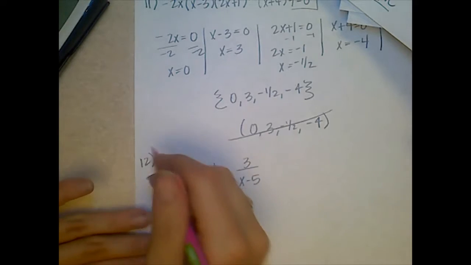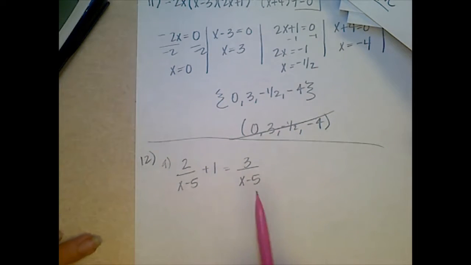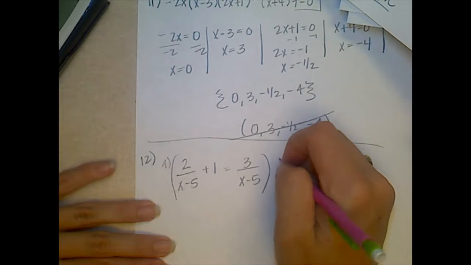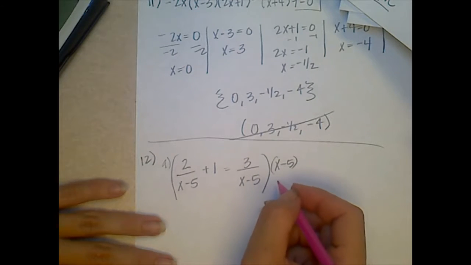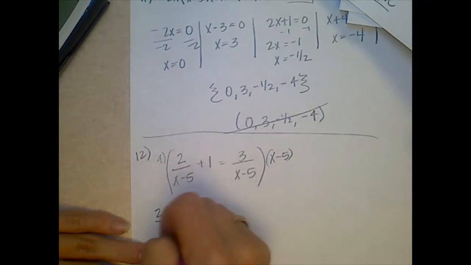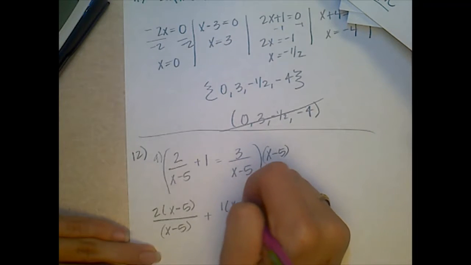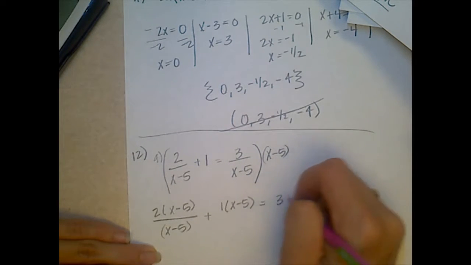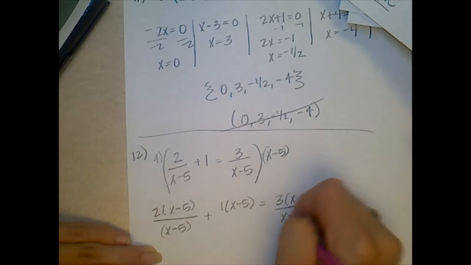Okay, y'all have been doing stuff like this longer than you know. Because when you have something on the bottom that you don't like, you just have to find a way to get rid of it. If it's divided by, then we need to multiply. So I'm going to take this whole equation, and I'm going to multiply it by x minus 5. And I can do that, as long as I do it equally to every term. So that means I have 2 times x minus 5 over x minus 5 plus 1 times x minus 5, because I got to do it equally to everything, equals 3 times x minus 5 over x minus 5.